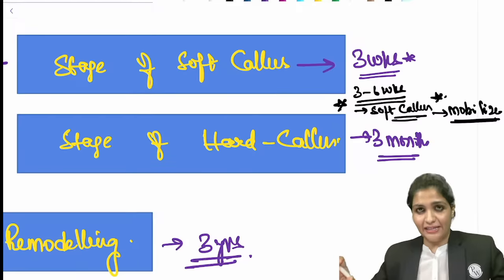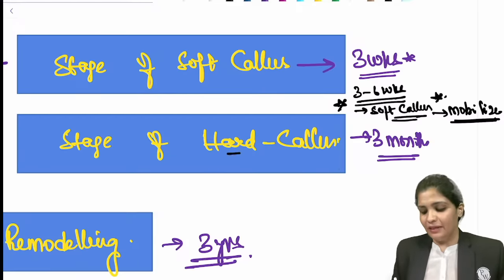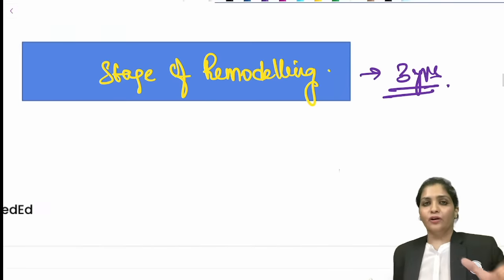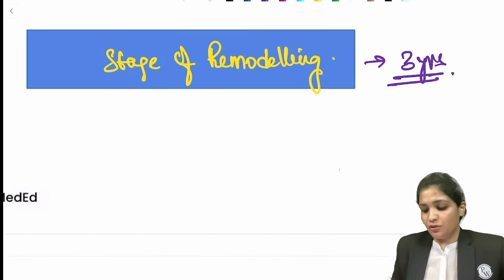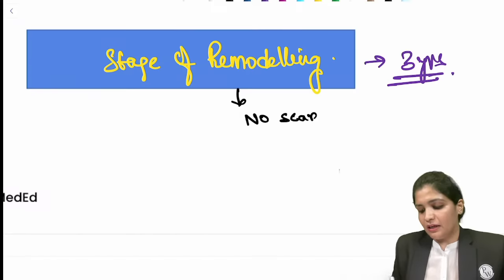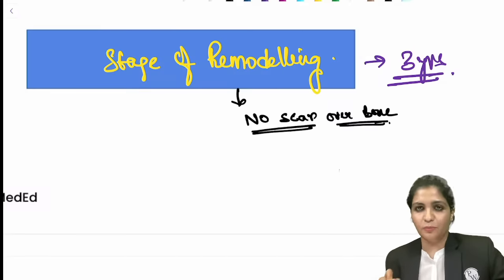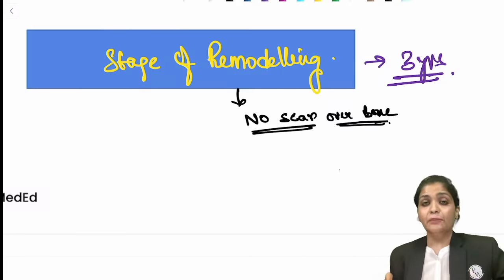So during this soft callus stage, you will encourage the patient to weight bear, and then by 3 months there will be hard callus, and there is another very important topic, that is remodeling of the bone, which will happen. So this is important for no scar over the bone. So wherever you do surgery, you can see the scar, but on the bone there will be no scar on the bone because of this process called remodeling.